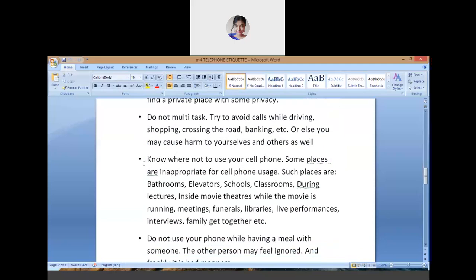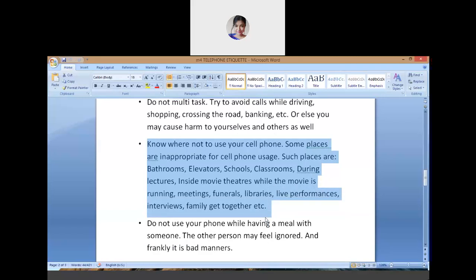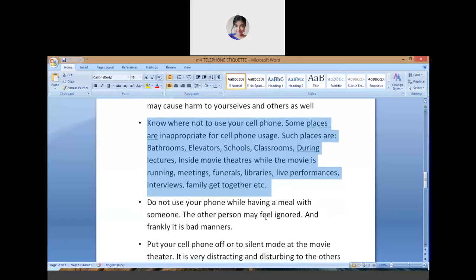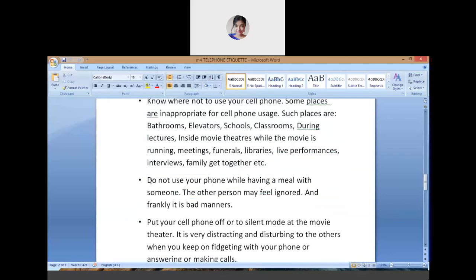You must know where not to use your cell phone. In some places, you are not supposed to use your cell phone, like in the library, in the classroom, during lectures, in movie theaters, in meetings. You're not supposed to use your cell phone in these places. So you must know in which places you are not supposed to use your cell phone, and you should follow it. You must not use your cell phones in those places.